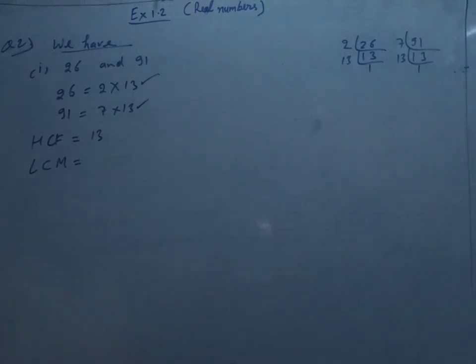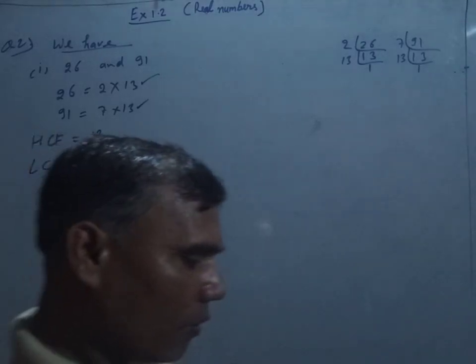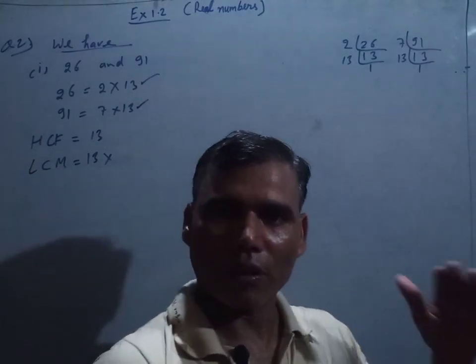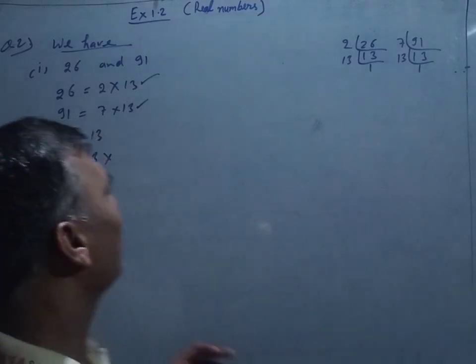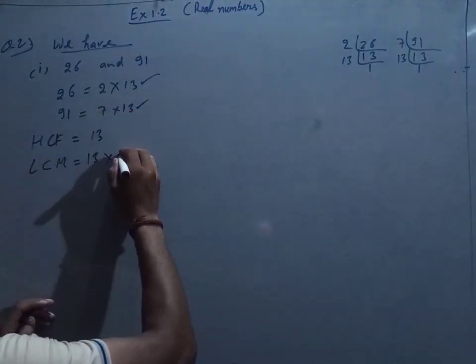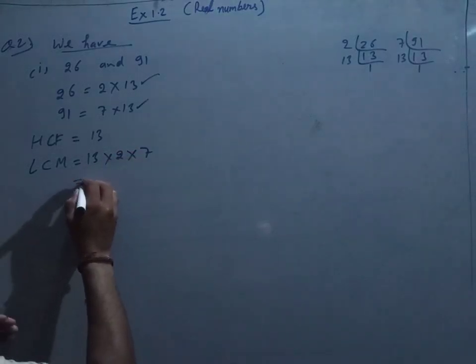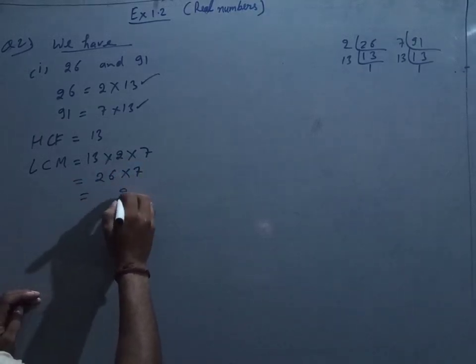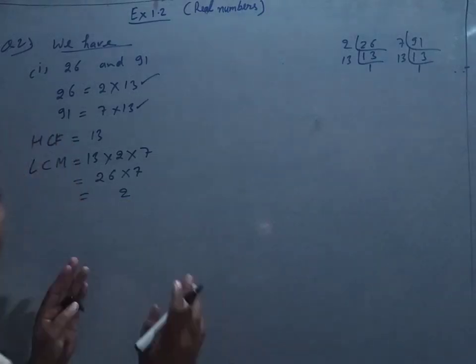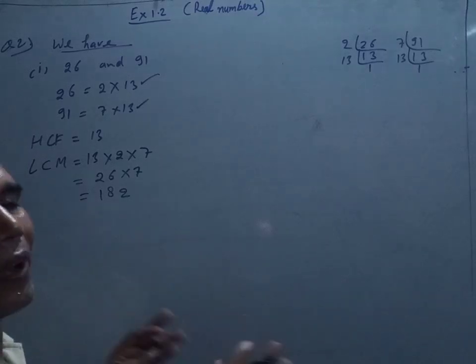So LCM. For LCM, first we choose and select the common factor 13. After this, the remaining prime factors, we can multiply together: 13 multiplied by 2 multiplied by 7. Here 13 twos are 26, multiplied by 7, 7 sixes are 42, 4 carry, and 7 twos are 14 and 4 is 18. Here the LCM is 182.